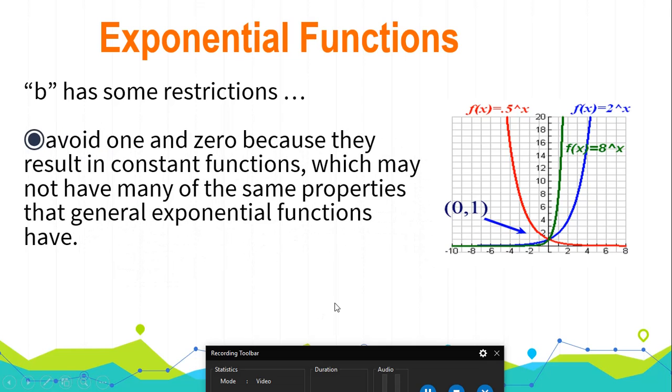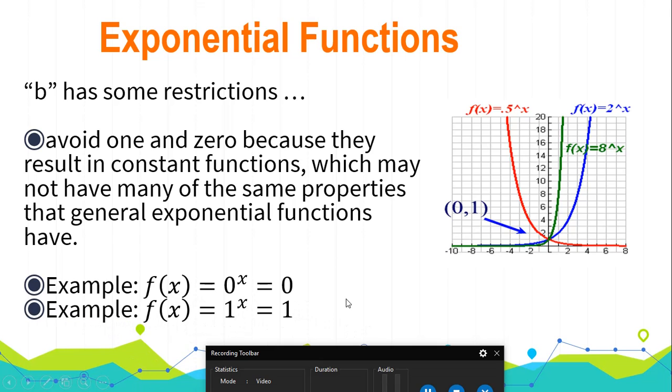We have a few restrictions on b, our growth or decay factor. We can't use the values of 1 or 0. They will give you a constant function. That means we'll get some kind of straight line function, which is not exponential growth or decay. So as an example, if you used 0 as your growth factor, 0 raised to any power is going to give you 0. This is really the equation y equals 0, which is the x-axis. That's horizontal, and it's not growing, it's not decaying, it's just remaining constant.